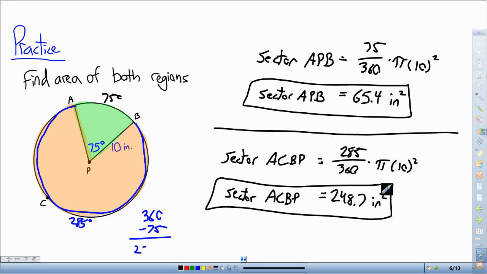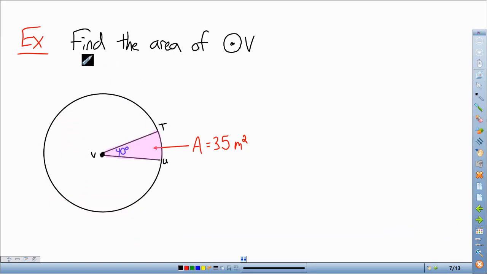Okay, so that's sector area. Actually, a really simple idea. The last part of this lesson is going to be us doing just kind of the reverse here. All right, on this problem, they're going to give us the area of the sector, and they're going to ask us to find the area of the entire circle. So go ahead and copy this. We'll make some sense out of it.